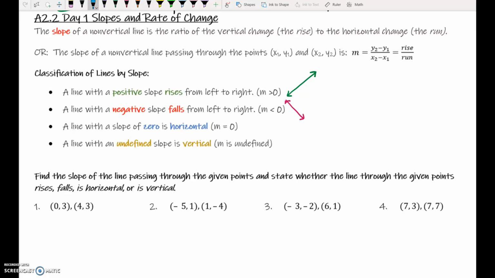A line with a slope of 0 is horizontal. It does not rise over the horizontal change. And an undefined slope is vertical.